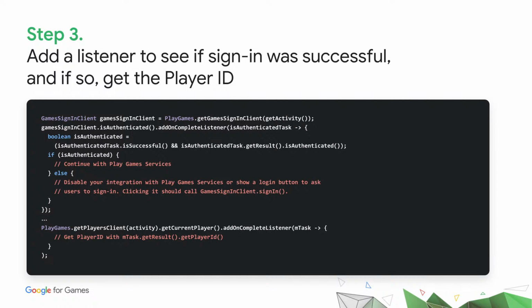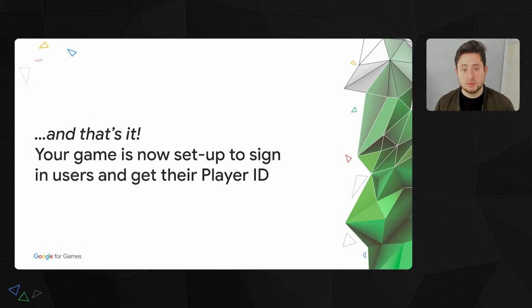Otherwise, if the user is logged in, you can use the call in the second block to retrieve their player ID, which you can use to identify player cross services. And that's it. You now have the flow all set up for a user to sign in with your game, and you can retrieve the player ID. As you'll see later on, you don't need to worry about handling account management within your game, since the user's PGS account is managed in the OS settings.